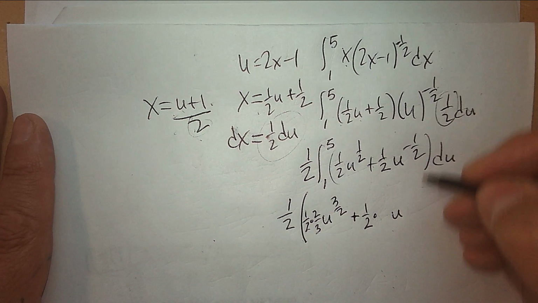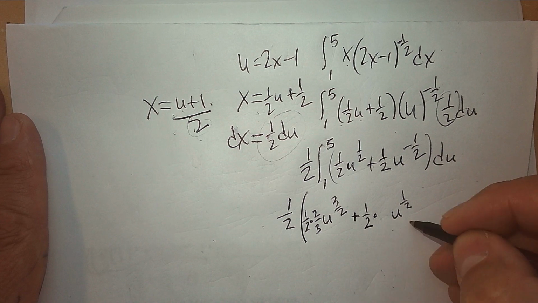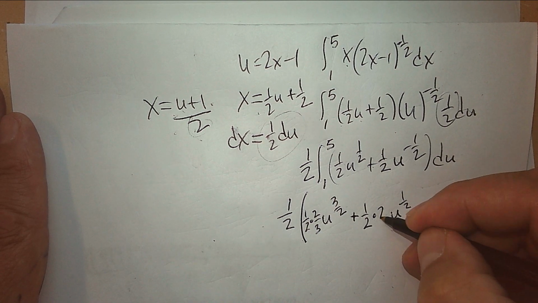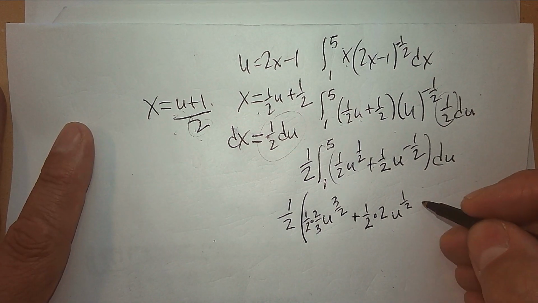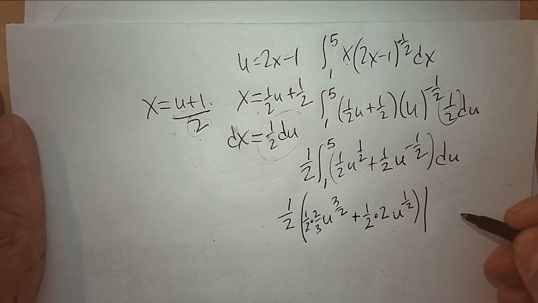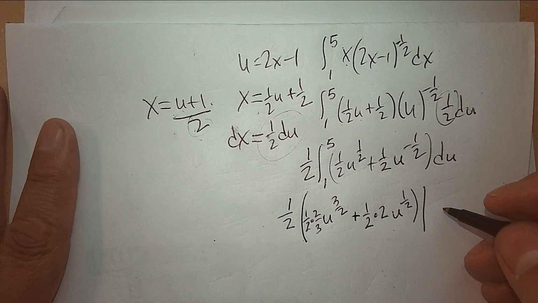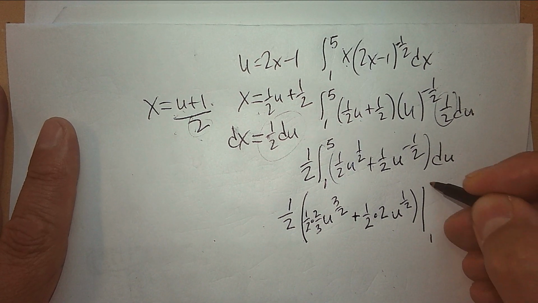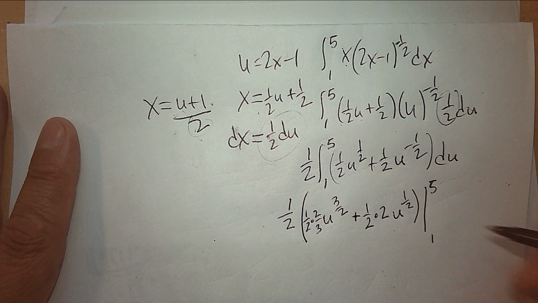Add 1 and it's 1/2. Dividing by 1/2, the reciprocal of 1/2 is 2. And we don't need the candy. Instead, we're going to do a substitution. It's a definite integral. We're going to plug in 5 first and then 1. It goes from 1 to 5. So no constant.